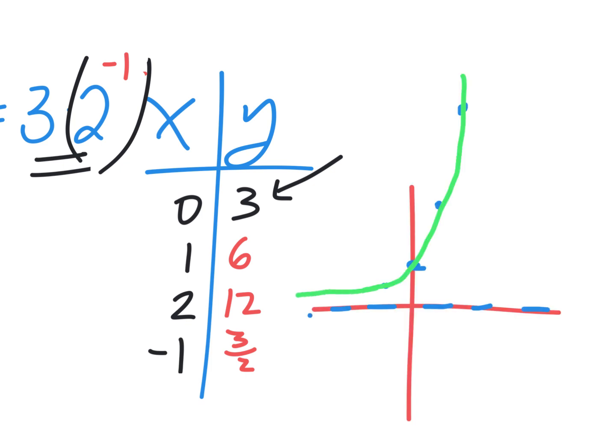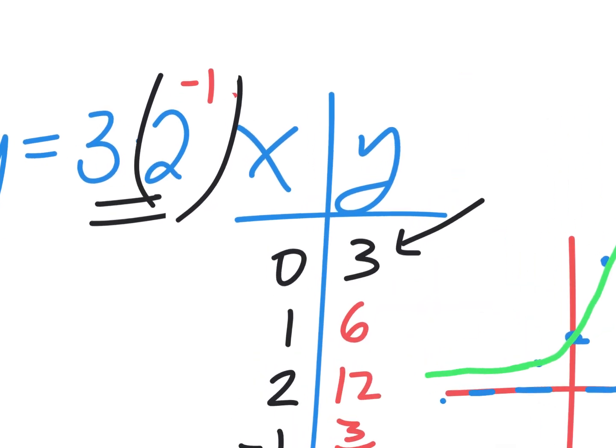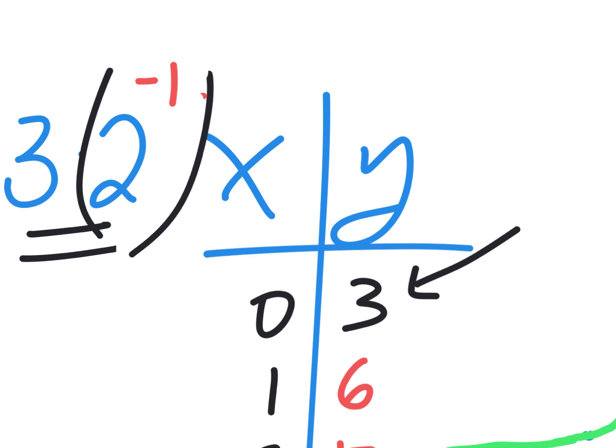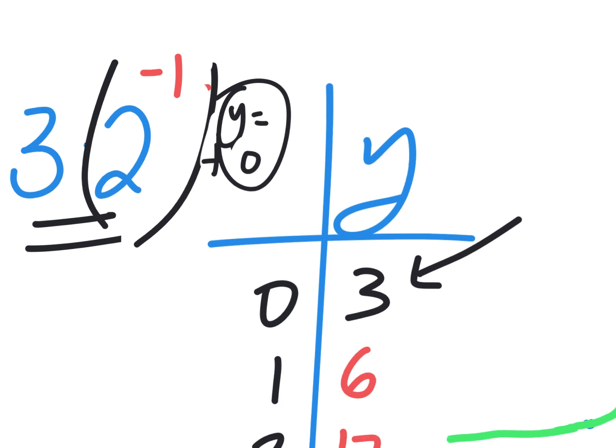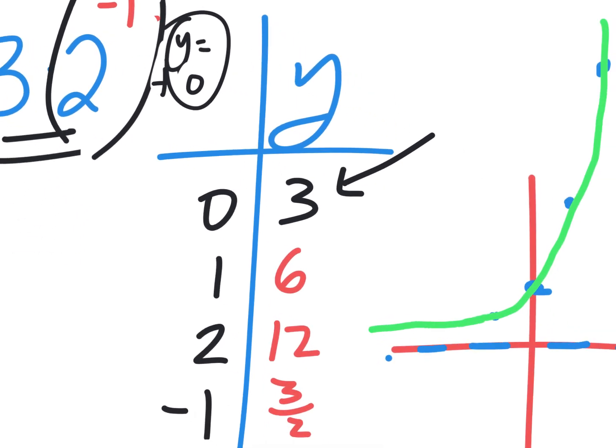How come I know it hasn't moved? Because there's nothing outside. If they would have put something like a plus 4 here, then all of my points would have been shifted up 4, and there would have been an asymptote at y equals 4. But there's nothing on the outside, so then the asymptote is at y equals 0. That's where the asymptote is. Just like before, it's the thing on the outside.